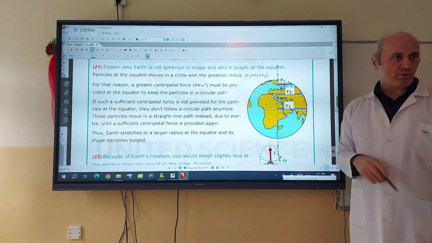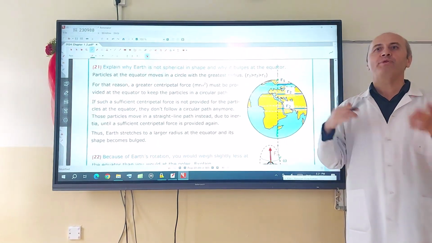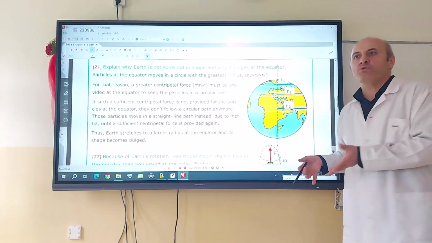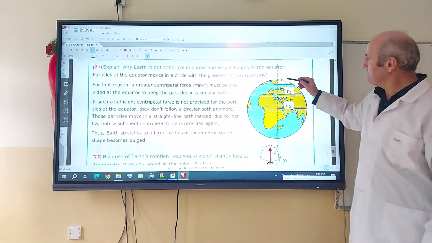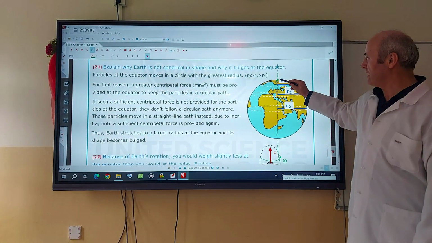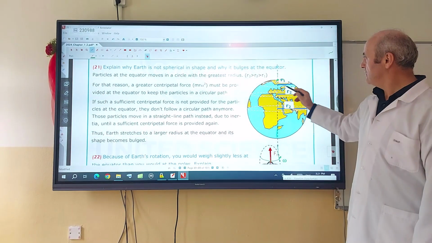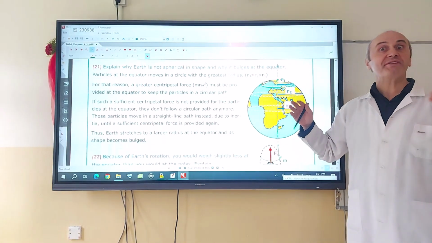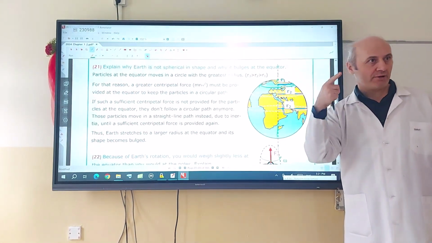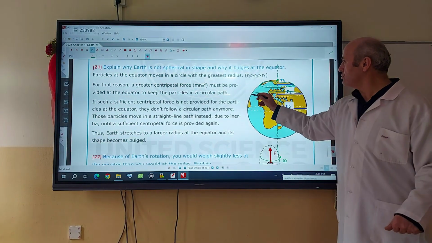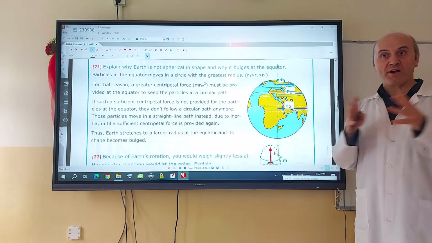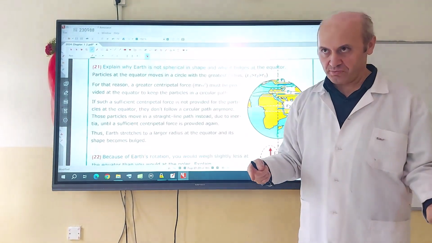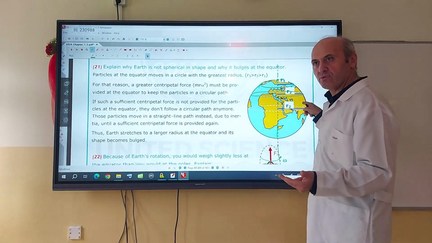When you put an object at the poles, because it is not in circular motion, there will be no centripetal force required for this particle, this rock, this soil, whatever, or this tree. But when you are moving away from the poles toward the equator, the particle starts to move in a circular path. They require a centripetal force to keep in a circular path. And as you go towards the equator, the size of the circle is increasing, r is increasing, so you need much more centripetal force as you are moving towards the equator.